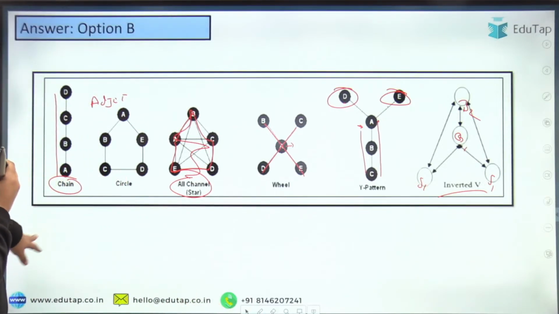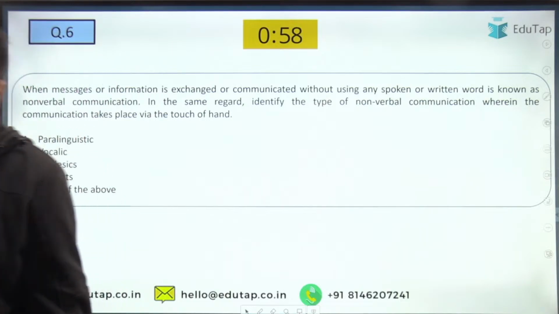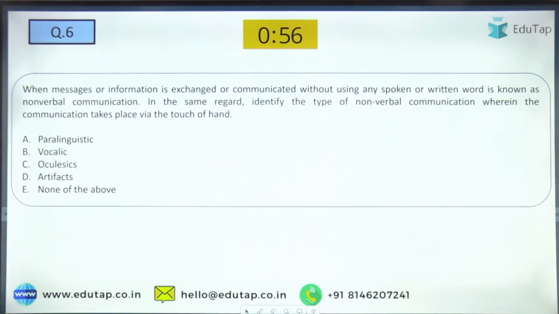Let's move to the next question, which is question number 6. When messages or information is exchanged or communicated without using any spoken or written word, it is known as non-verbal communication. In the same regard, identify the type of non-verbal communication where communication takes place via touch of hand.